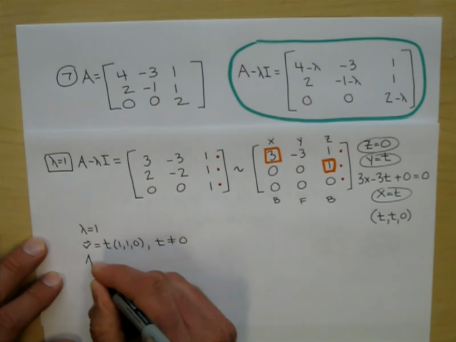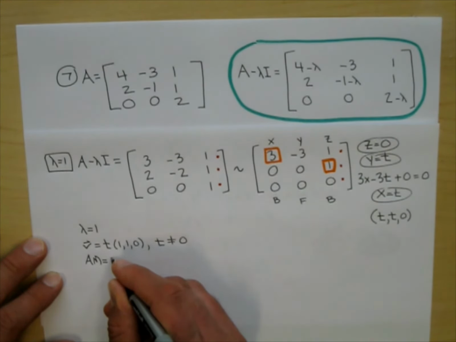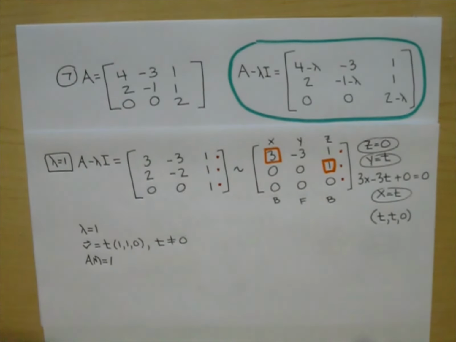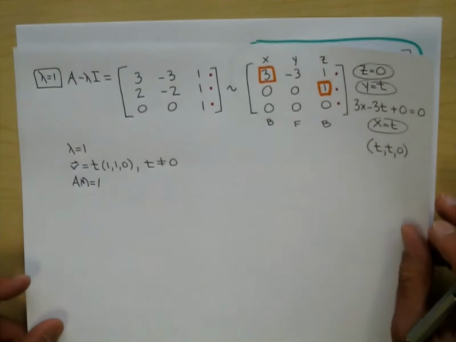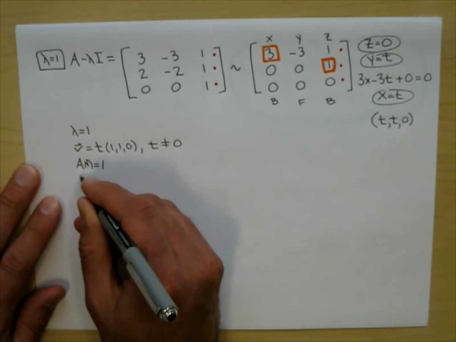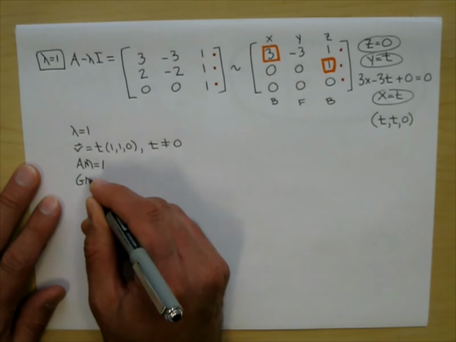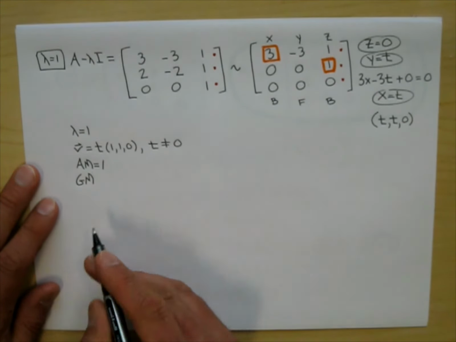We have something called the algebraic multiplicity. The algebraic multiplicity we discussed on this was 1. Why? Because there was only one factor of lambda minus 1. Okay, leave a little space. There's also something called the GM, the geometric multiplicity. We're going to come back to that.